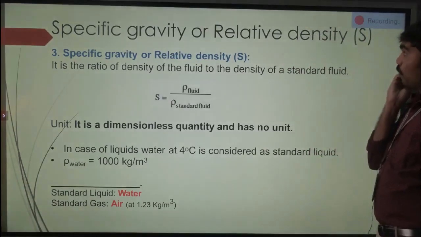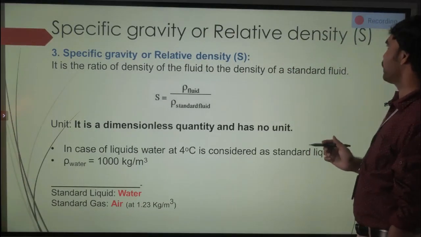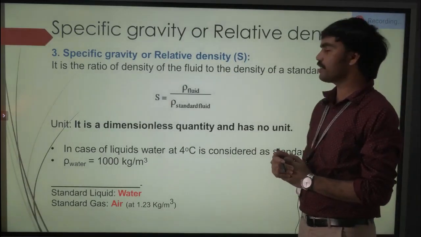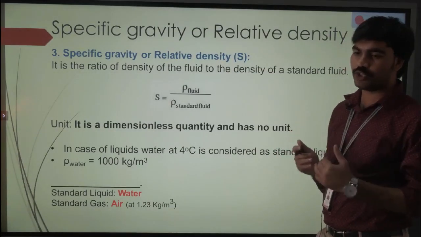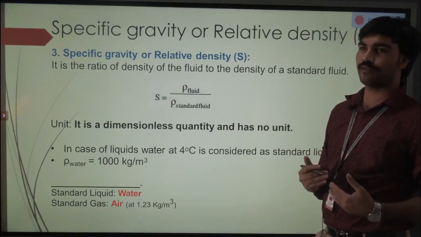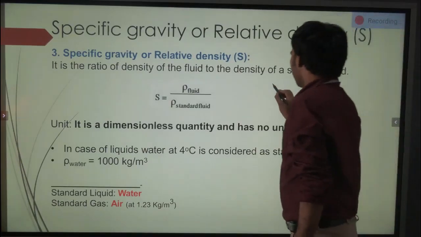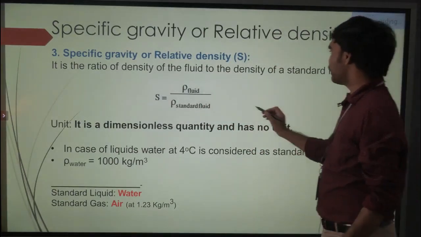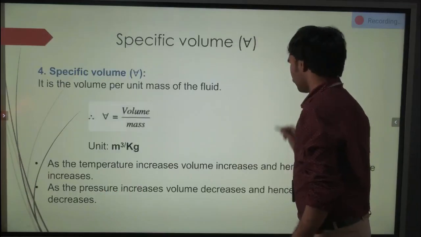The third fluid property we are trying to understand is specific gravity or relative density. The specific gravity or relative density is the ratio of density of the fluid by density of the standard fluid. So we will consider it for liquids.